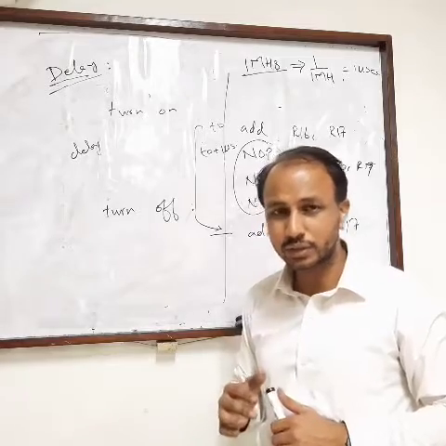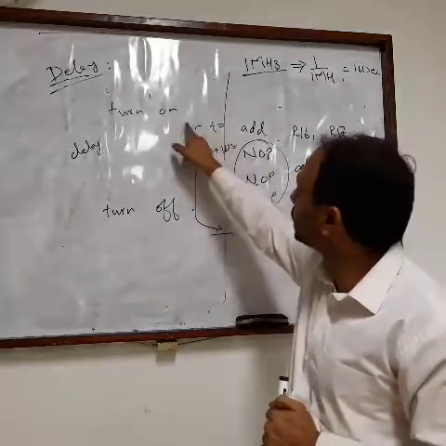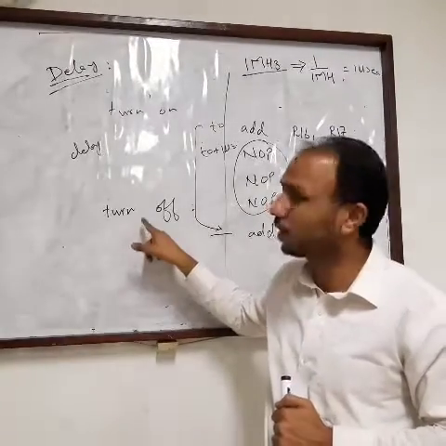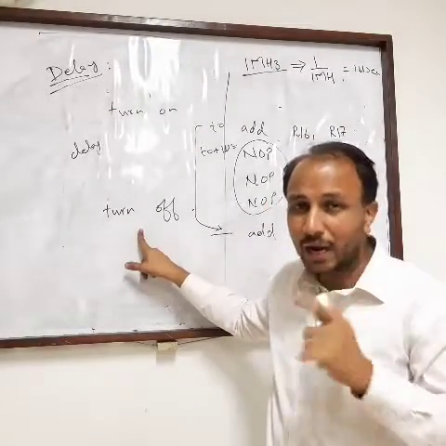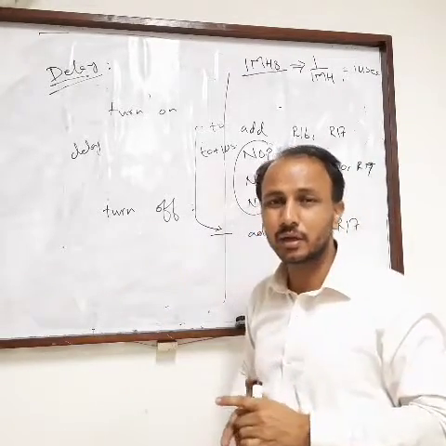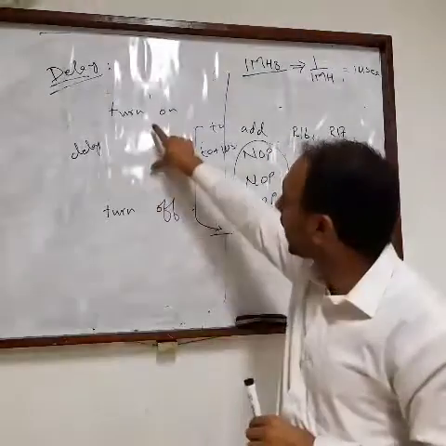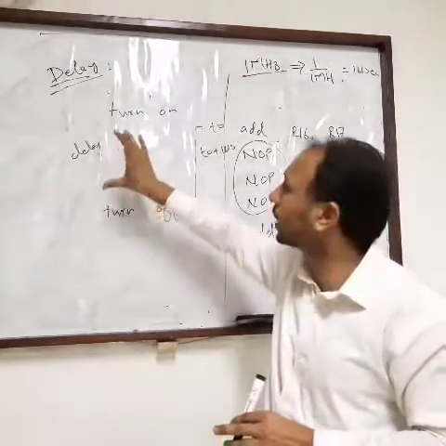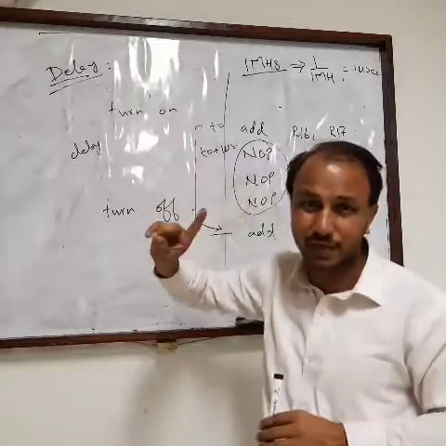Have you understood the question? We want to turn on this light and we want to turn off that light again after 1 second. How can we do that? We have to keep the processor busy in, for example, some useless thing for 1 second.